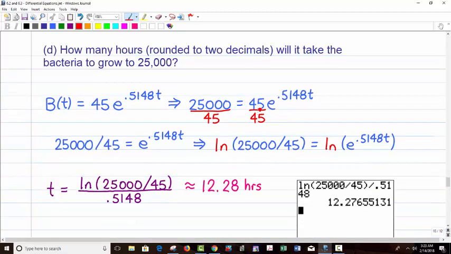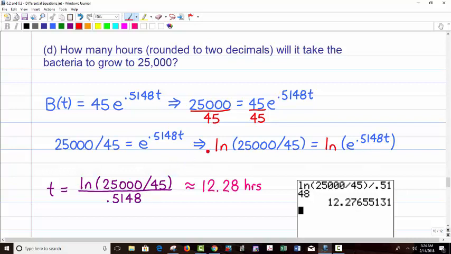Once again, I get rid of the 45 because we know we're going to need ln to bring that t down. Divide both sides by 45, and e equals 0.5148. So I went ahead and didn't divide here. I left it as a fraction. So I put ln in front of it, ln on both sides. And then that means it would be 0.5148t. So you divide both sides then by 0.5148.